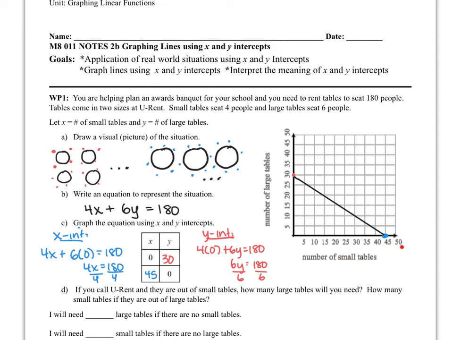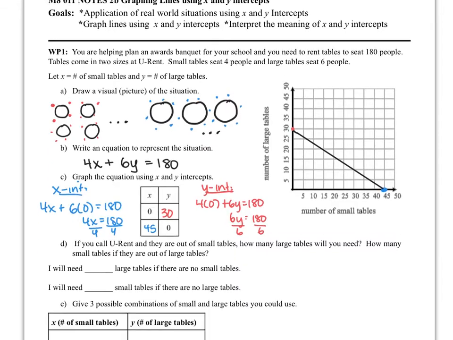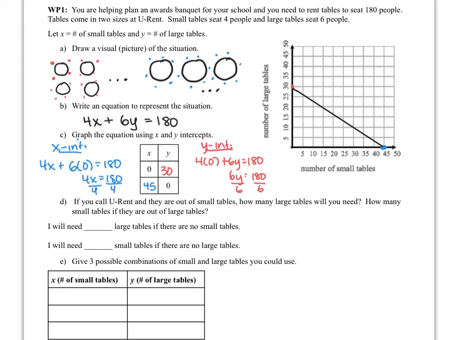And as soon as I extend my line down here, my y's would be becoming negative, and I can't have negative large tables. So it's important to know that this line is just a segment that only extends between my 2 intercepts, which normally is not how we graph, but in this case it is.